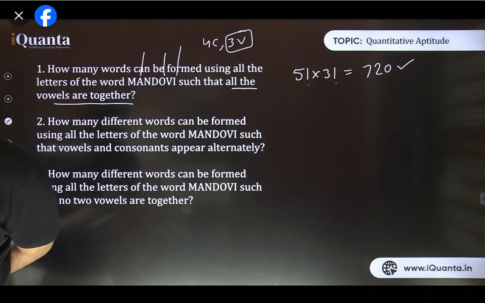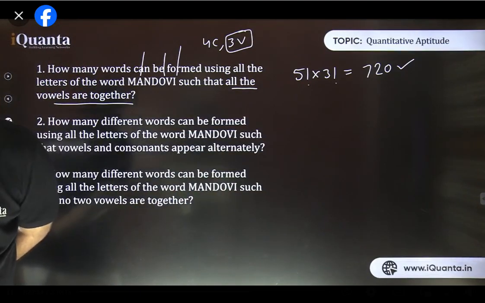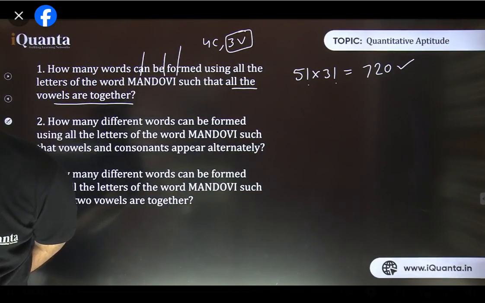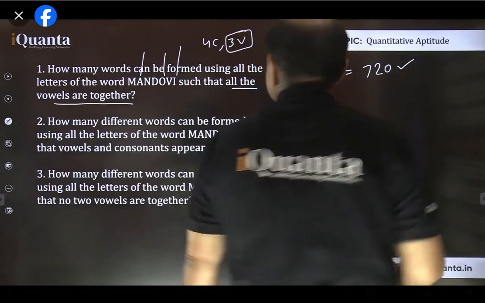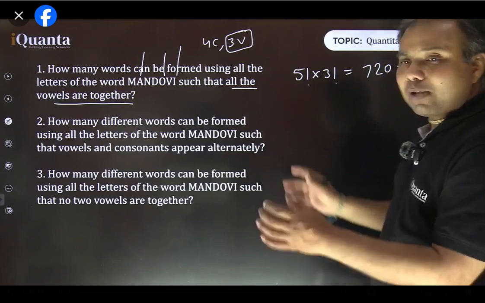Is it understood? Can you tell me why I multiplied with 3 factorial extra? Why are we to multiply with this 3 factorial? A vowel, I told you just now: A, E, I, O, U. A is a vowel. Okay, I'm repeating. Listen again. See, we are having this A, O, and I. These 3 are vowels, and these vowels must be together.